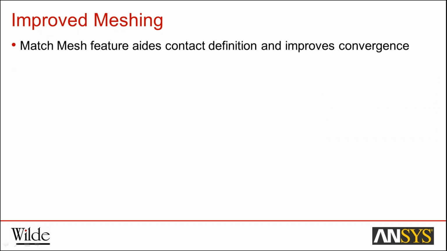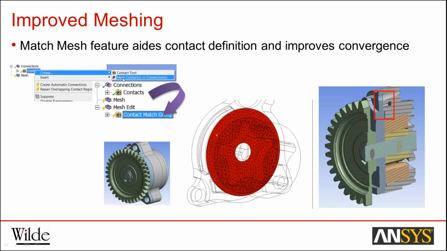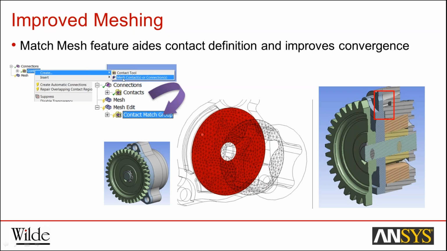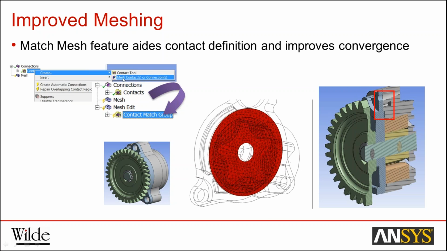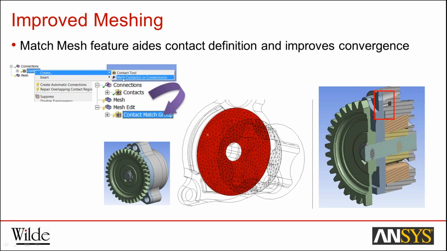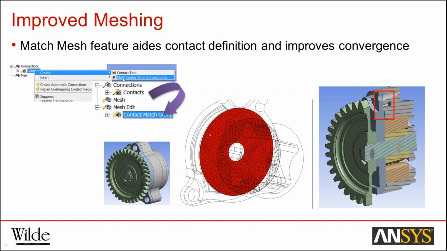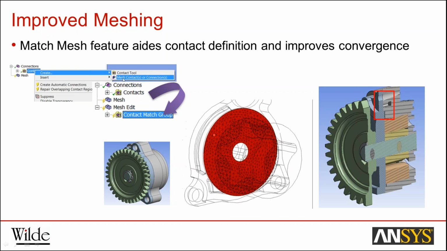We also get the addition of a match mesh feature control for contact definitions in version 17. So what this does is it essentially matches the position of nodes on the contact and the target surfaces of a contact pair. This just ensures we've got direct node-to-node contact across the contact, which improves our contact convergence and helps the solution progress.